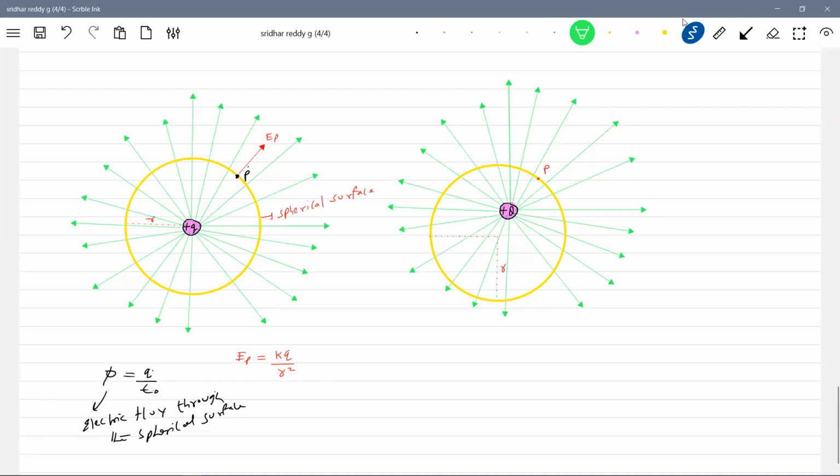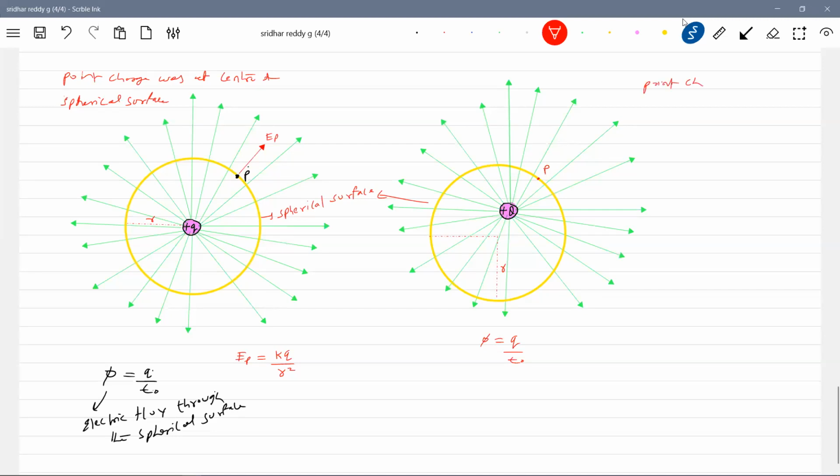Tell me, it is again the same spherical surface. What is the flux through the spherical surface? How many lines of force were passing here? The same number of lines of force will pass through this surface. So what is the flux? It will remain the same, no change in the flux. But look at the point charge. Earlier the point charge was at the center.